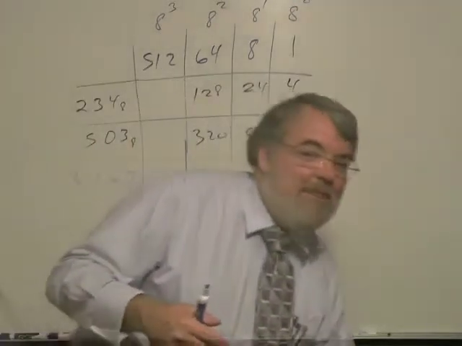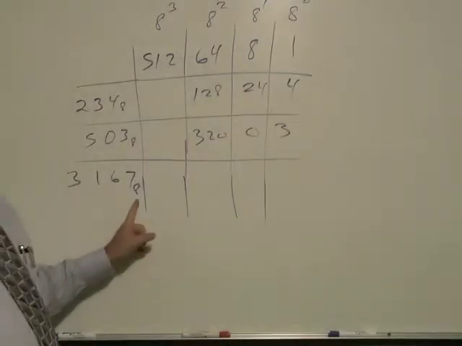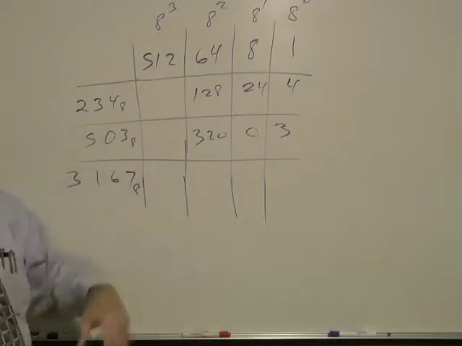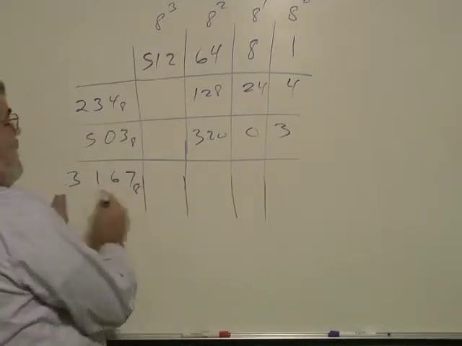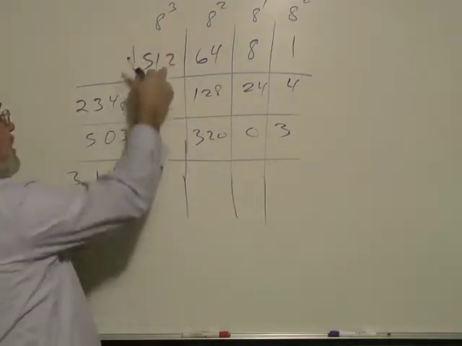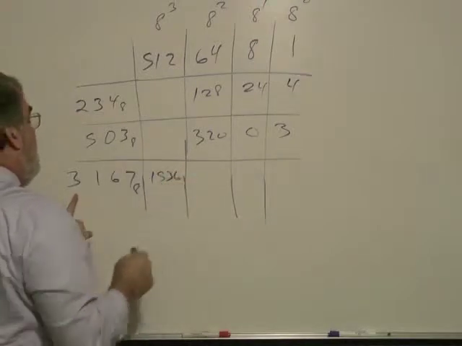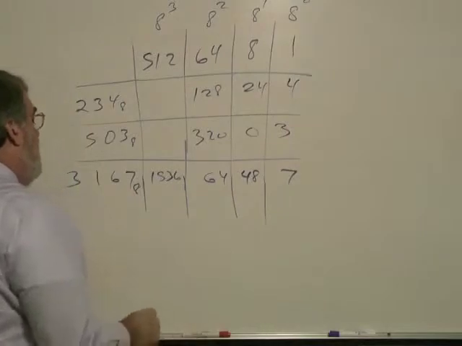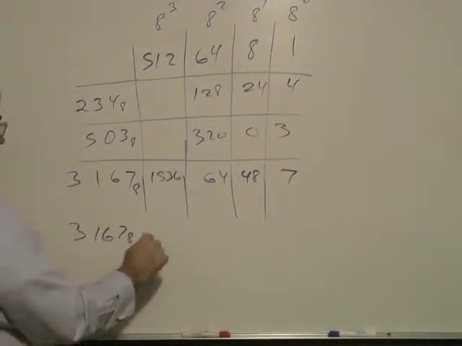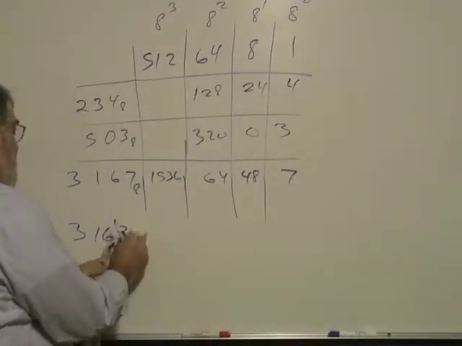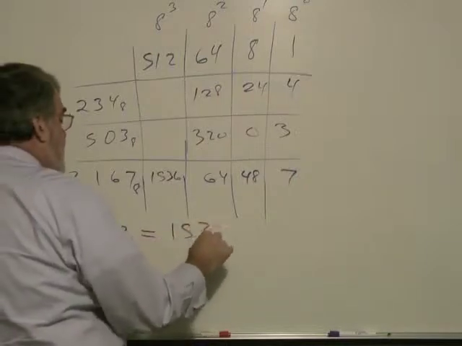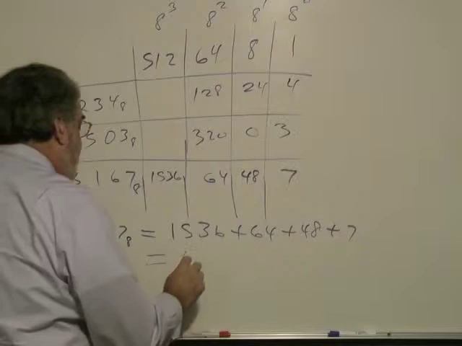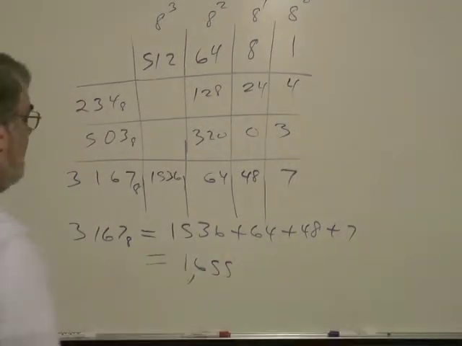Okay, so let's do another. This will be a bit bigger. 3167 in octal, or 3167 base 8. Alright, so now I've got to multiply 3 times 512. Pull out your calculator if you need it. Because this has 4 places, 3 comes from this place. 3 times 512 is 1536. 1 times 64. 6 times 8 is 48. And 7. So 3167 base 8 would be 1536 plus 64 plus 48 plus 7. And I see that's equal to 1655. 1655 in ordinary base 10.